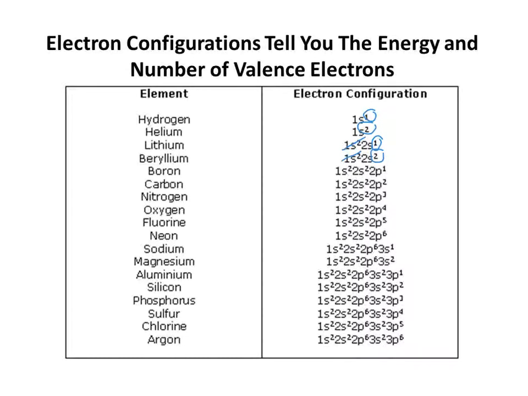Now let's look at boron. Boron has how many electrons in the second energy level in the s and p? We have 3. We have 2 here and then 1 here. And what is the valence number for boron? 3. Carbon, we have 2 and 2. That's 4, etc. Now look at neon. Neon, we have 2 and then 6, so that's 8.